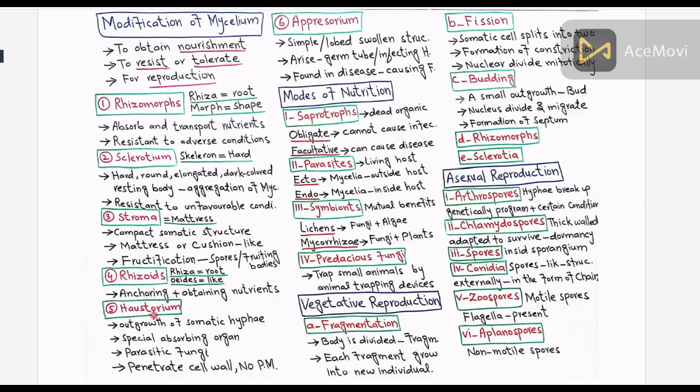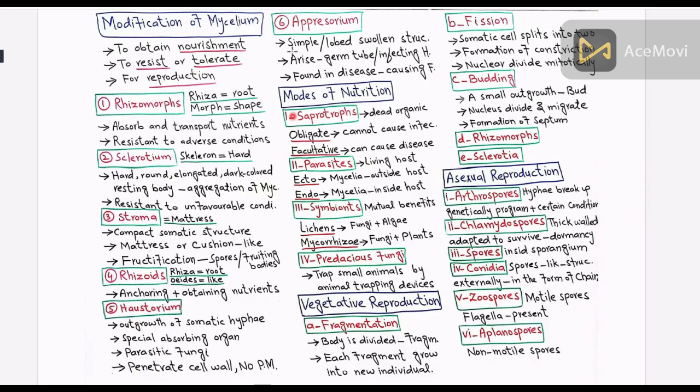Haustoria are outgrowths of somatic hyphae. These are special absorbing organs and are typically present in parasitic fungi. Through the haustorium, parasitic fungi obtain their nutrients from the living tissues of the host. And one more thing is that the haustorium can penetrate the cell wall, but not the plasma membrane.